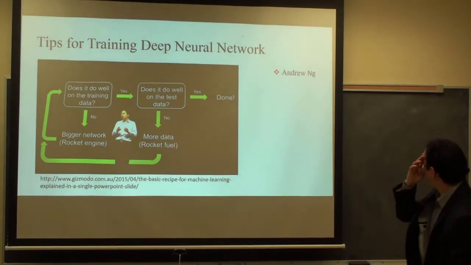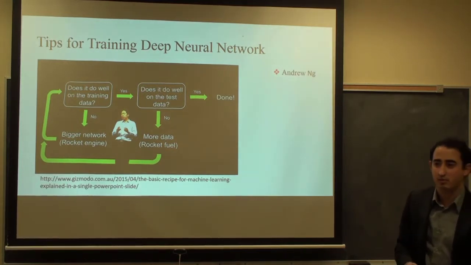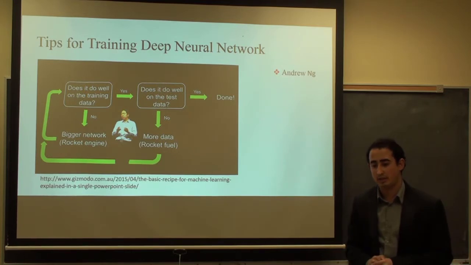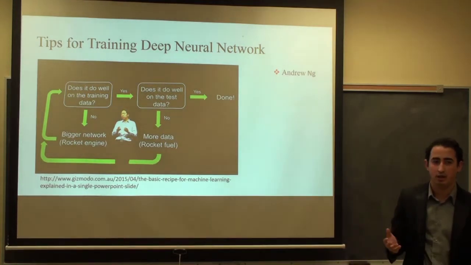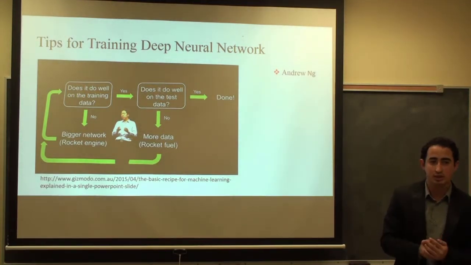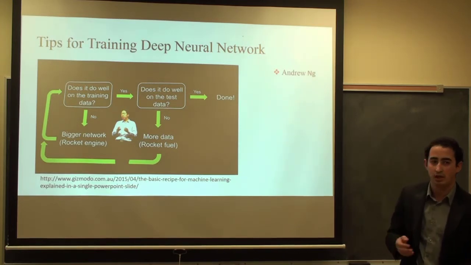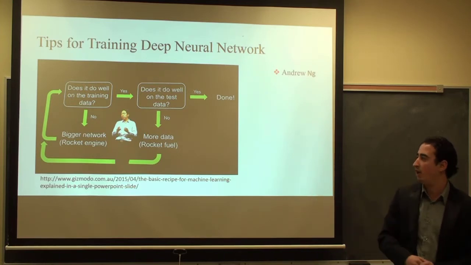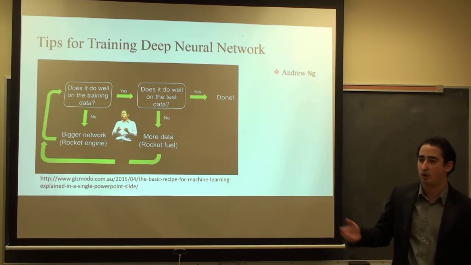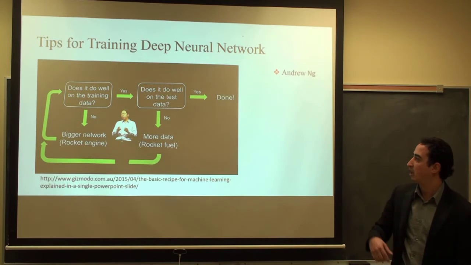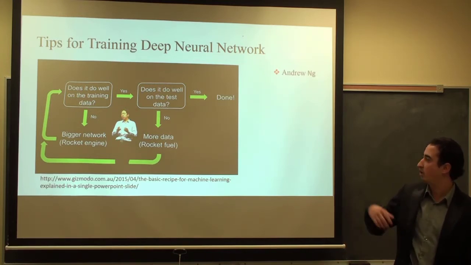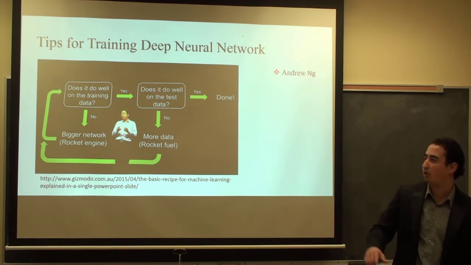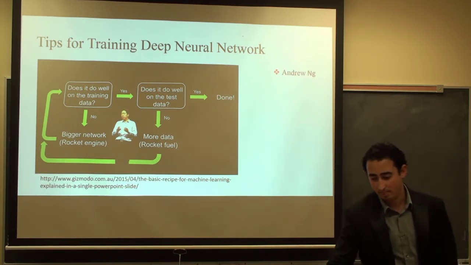So finally, Andrew Ng gave tips for the deep neural network. What he said: does it do well on the training data? That's a question that he gave. Does your system do well on the training data? If it does not, you have to make your neural network bigger. And if yes, you start testing: is your data enough? If it's not enough, you have to add more data. If it is enough and you get what you want, then you're done with it.